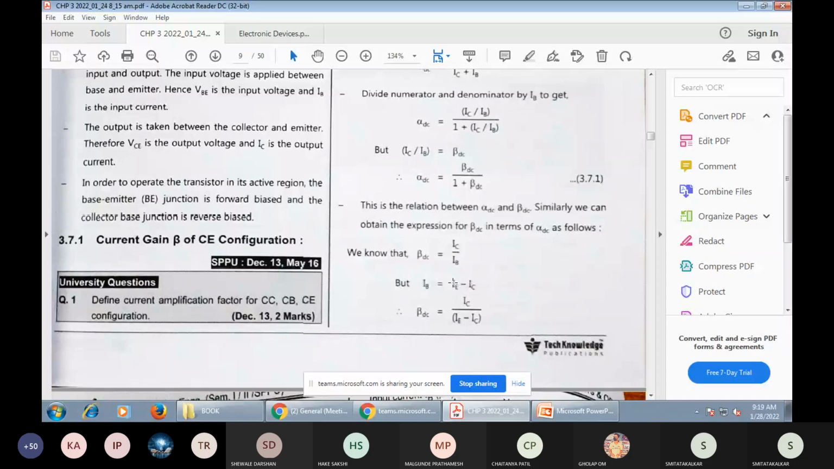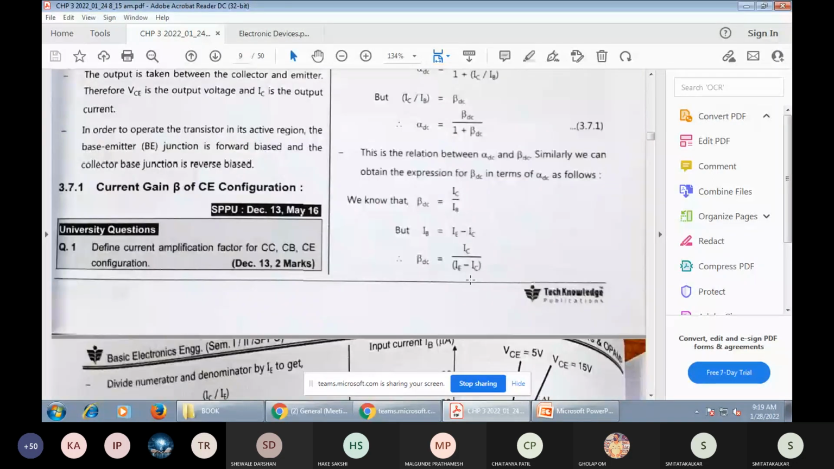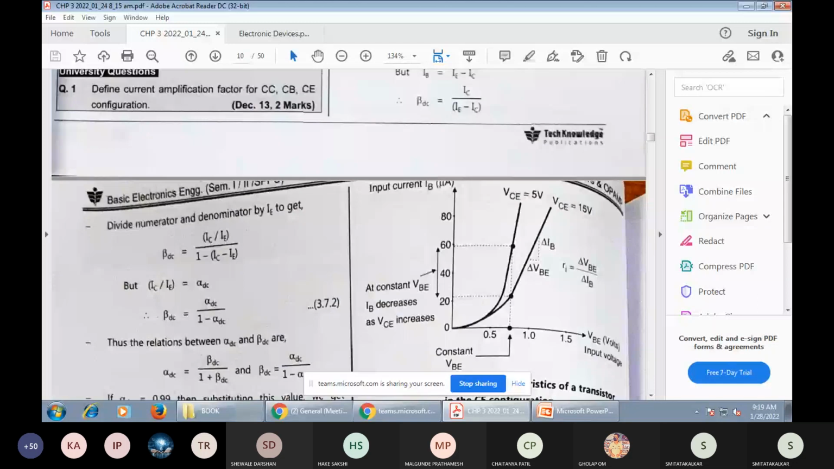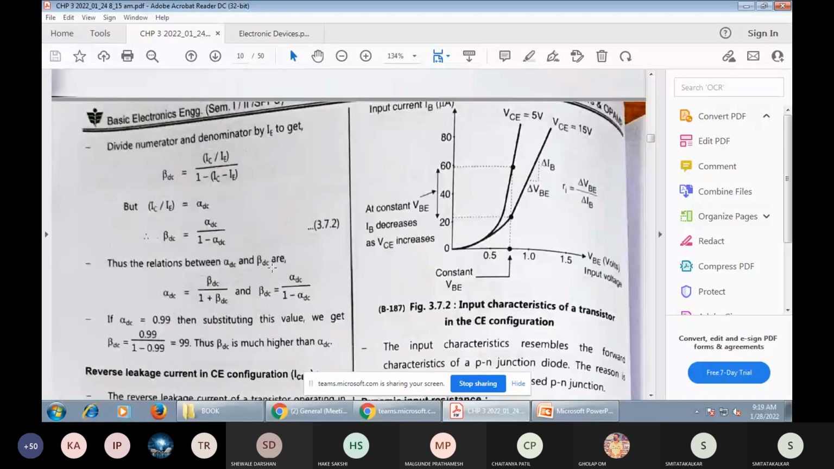Then the collector current, you can put this value in the beta DC. Then numerator and denominator, you can divide by I terminal current of IE, then IE is cancelled. Then IC divided by IE is alpha DC. And beta DC, you can write down as alpha DC divided by 1 minus alpha DC.